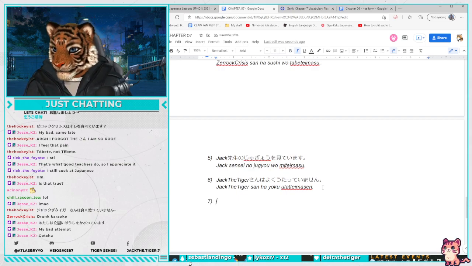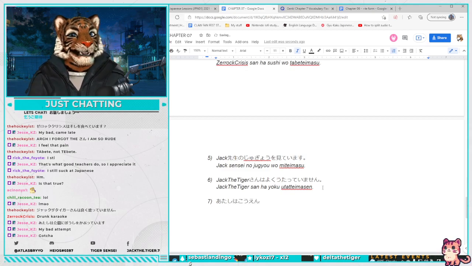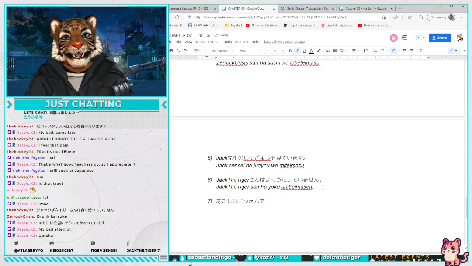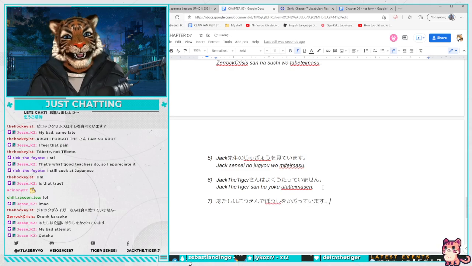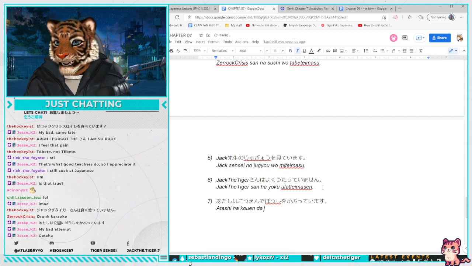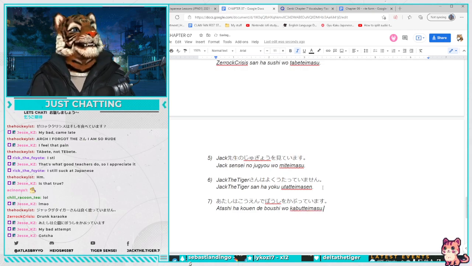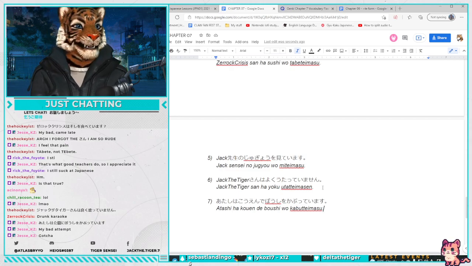Because you're wearing your hat at the park. So this is Atashi wa koen. Again, because we haven't learned this kanji yet, I'm not going to use it. Koen de boshi o kabuteimasu. I am wearing a hat in the park. Atashi wa koen de boshi o kabuteimasu. I'm so used to saying kabuteiru. I have a hard time conjugating this, and I think some of you may have noticed it.